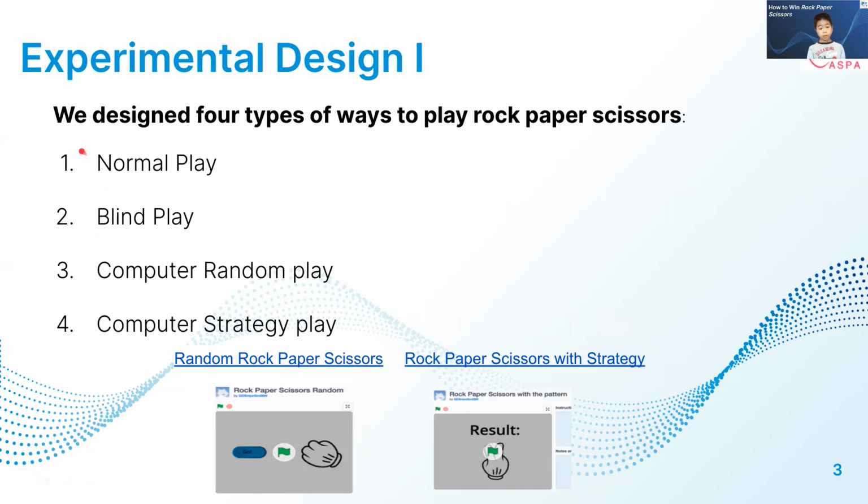In total, we designed 4 types of ways to play rock, paper, scissors. First one is normal play, the second one is blind play, the third one is computer random play, and the fourth one is computer strategy play.